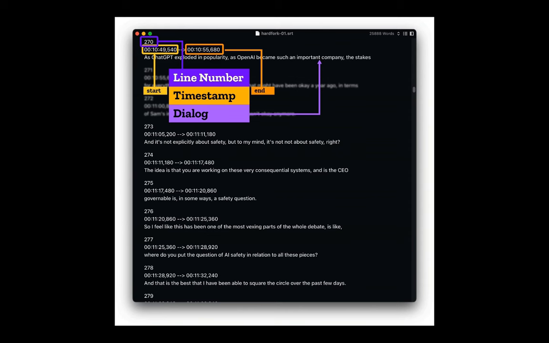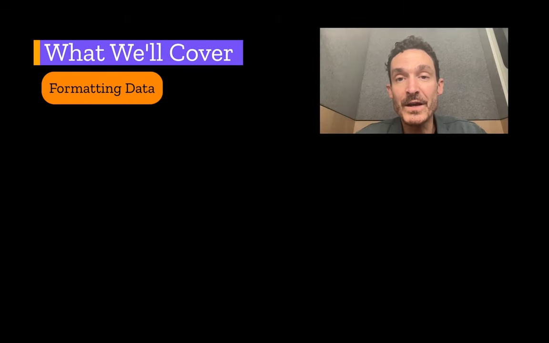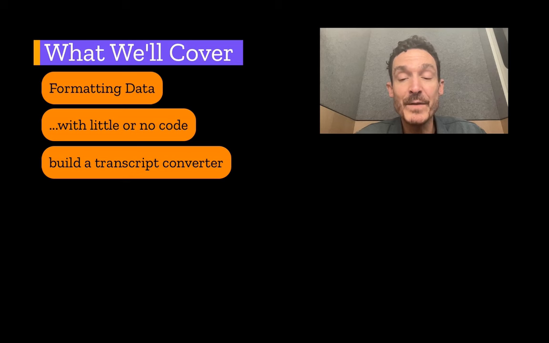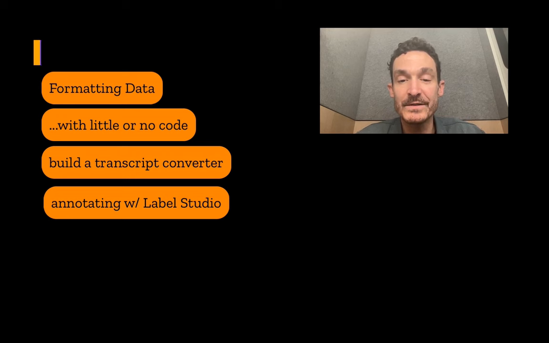But what we do need to do is get that data into a format that our annotation tool can understand. And then we need to actually annotate that data. So I'm going to cover how to get the data into the proper format, how to do that without having an extensive amount of code knowledge. We're actually going to build a transcript to JSON converter. Then we're going to take that data and feed it into Label Studio, our annotation tool. So I'll show you how to install Label Studio, get it up and running, ingest that data, and how to start annotating the data in a way that will make model training hopefully more accurate and successful.